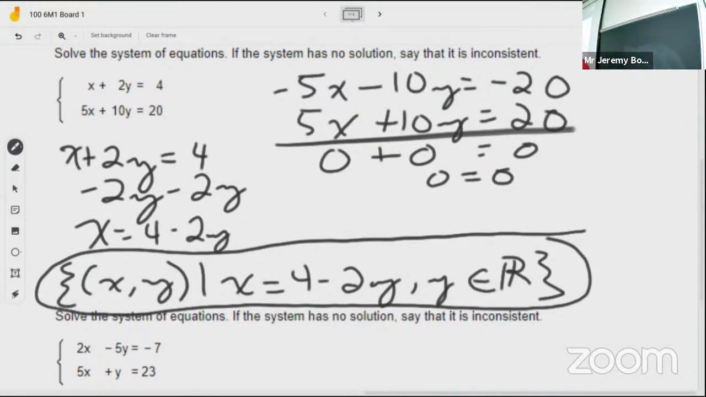Any questions on that one? Nope. So there again, you can recognize that the bottom one, the second equation, is a scalar of the first one, 5 times it. So it may help you out on the homework and tests.